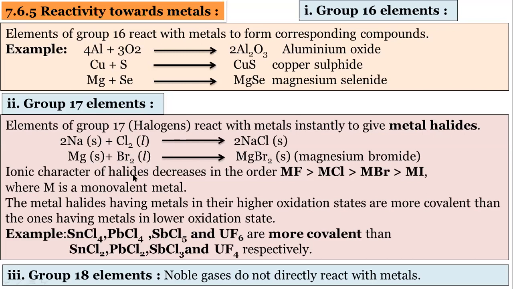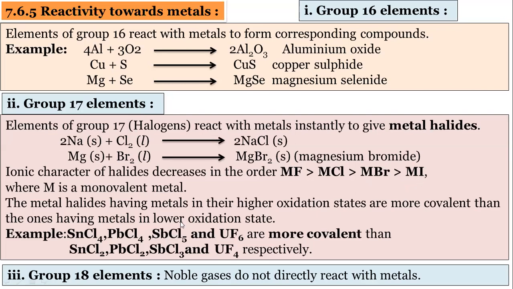So the ionic character of these halides decreases in the order. Metal fluorides are more ionic, and metal iodides are less ionic in nature. So metal fluorides are more ionic than the metal iodides.